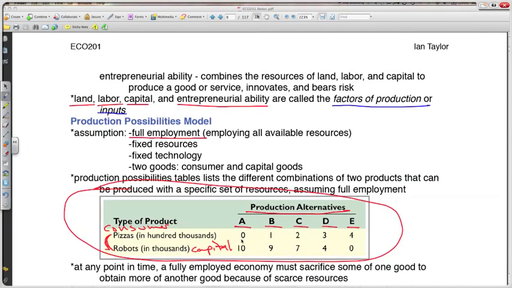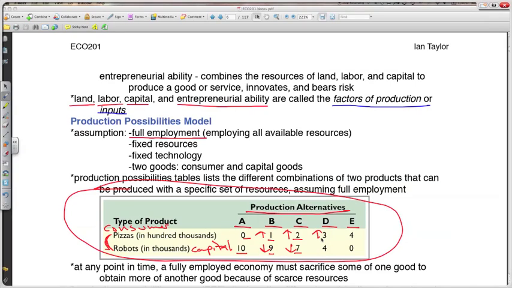So if we produce 0 pizzas, then we can make 10 robots. But if we want to increase the amount of pizzas we make by 1, notice that we have to decrease the amount of robots we're making. So pizzas goes up, but robots goes down. Notice this time, if we want to increase 1 more pizza, we have to decrease the amount of robots, but instead we have to decrease it by 2. So we lost 2 robots by gaining 1 pizza.